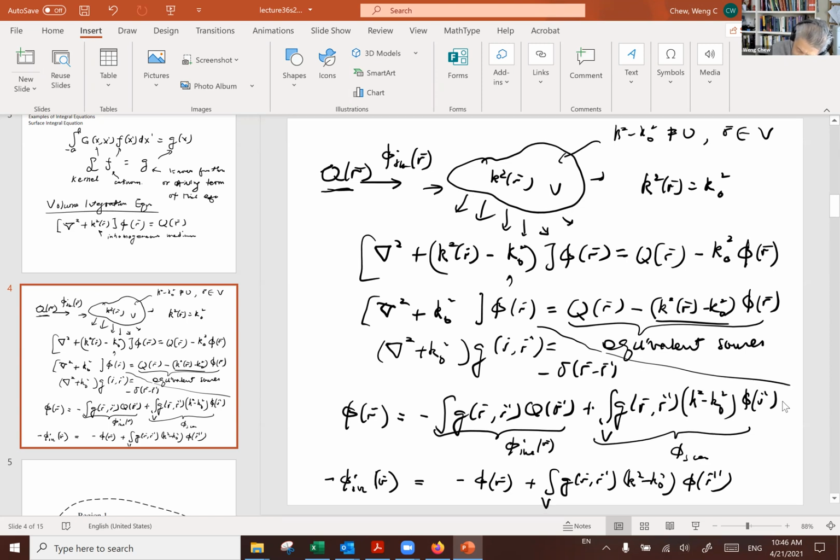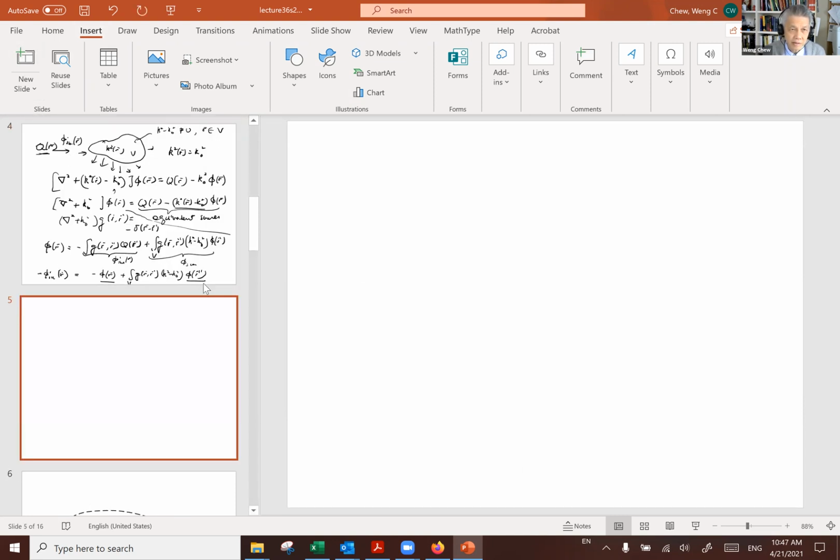So you see that the unknown is this quantity over here, and the unknown is also this quantity over here. And this equation can be termed as an integral equation because the unknown is buried inside the integral as well as outside the integral. This actually is called the Fredholm integral equation of the second kind if you want to use mathematical language. So you can see that this second term is the linear operator.